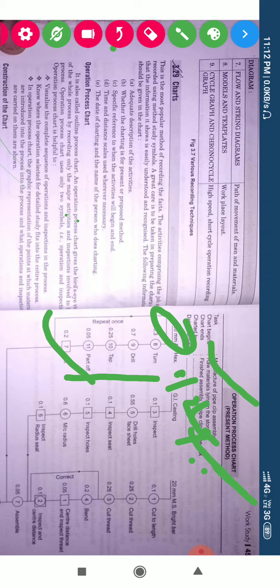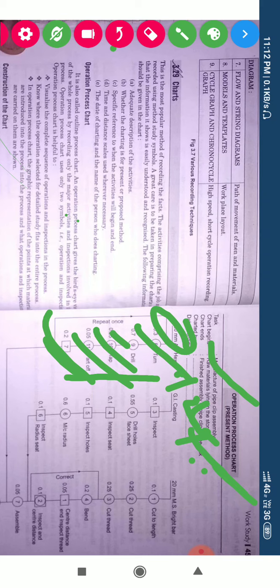What we see in this diagram is that only two processes are clearly visualized through this chart. The circle means operation: drilling, tapping, parting off. After that we come to the inspection process, which is shown by the rectangle. Another flow of the process has been shown through the GI casting.